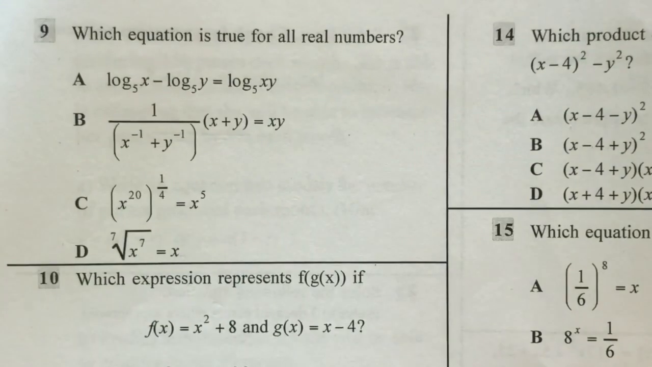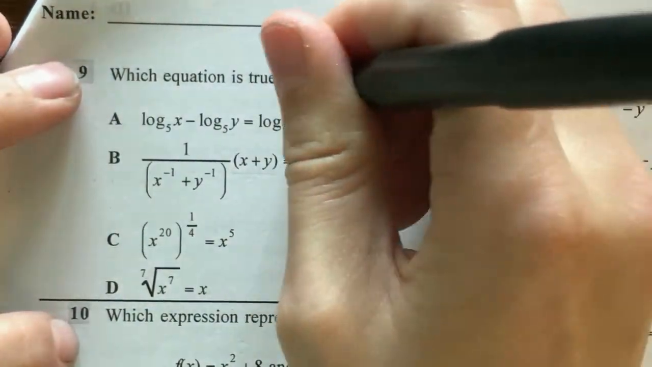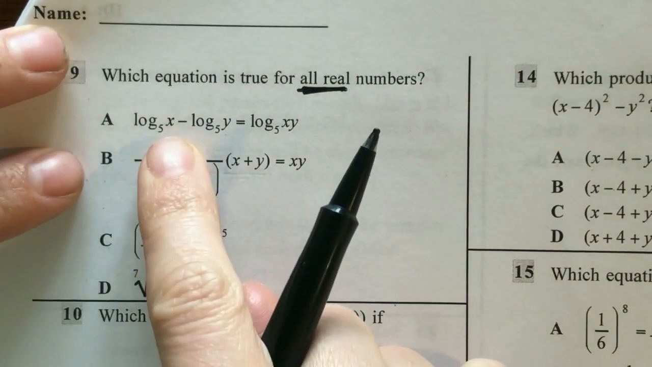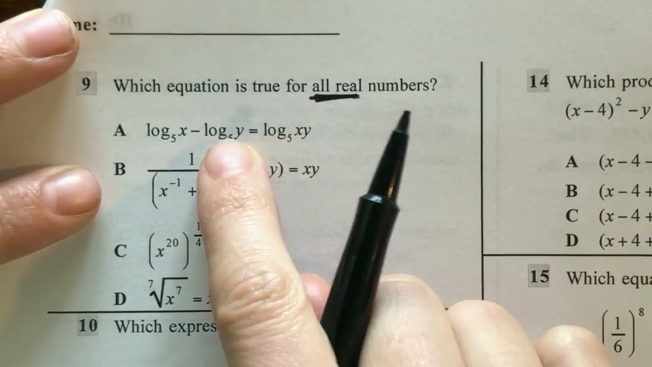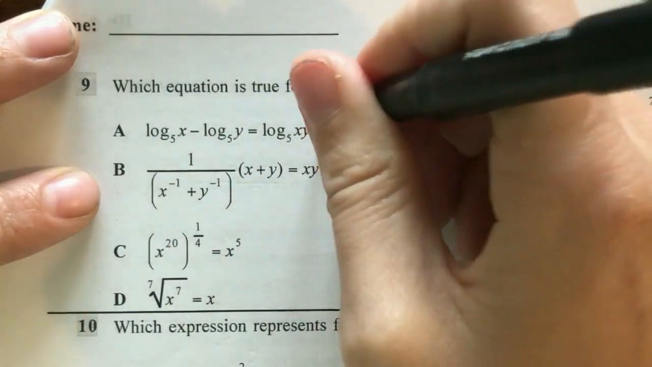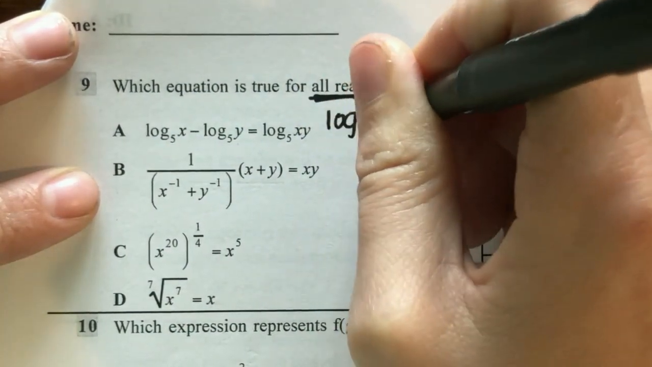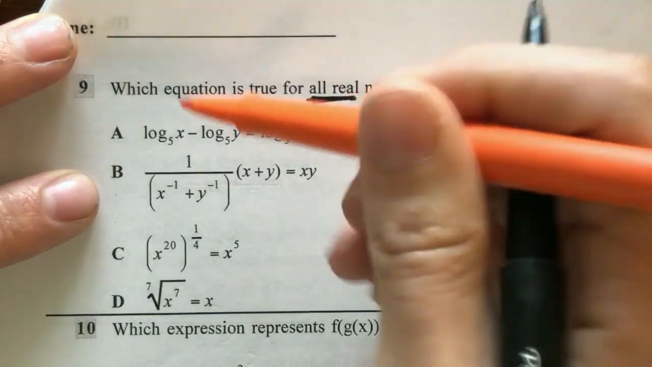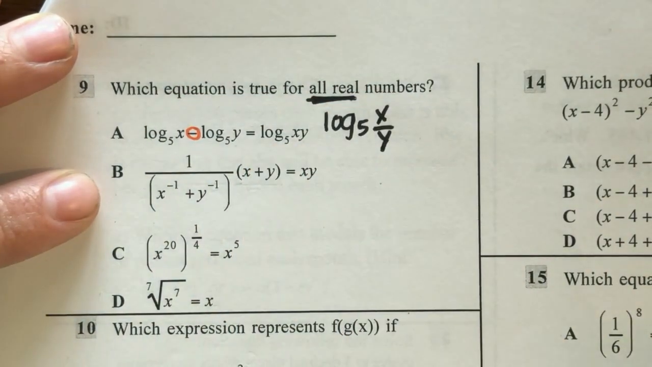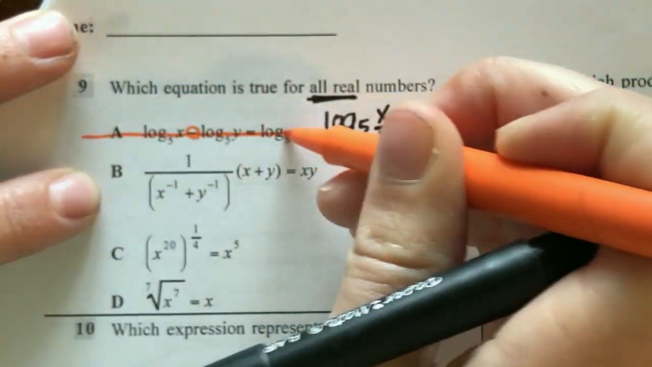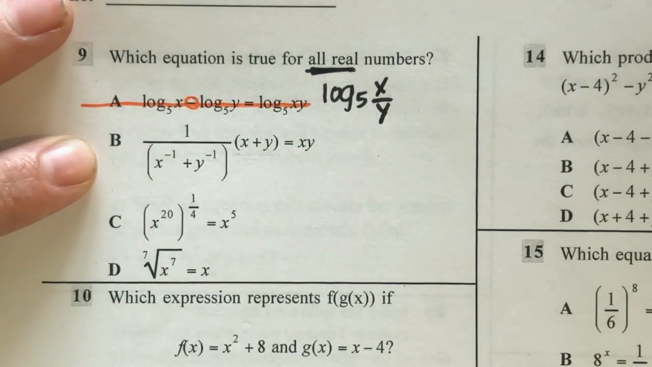So we're looking for which equation works for all real numbers. So if we look at A, log base 5 of x minus log base 5 of y, we would condense that using division because of the minus sign. So the way that they rewrote that, multiplying x and y, is completely incorrect. So we know our answer is not A.